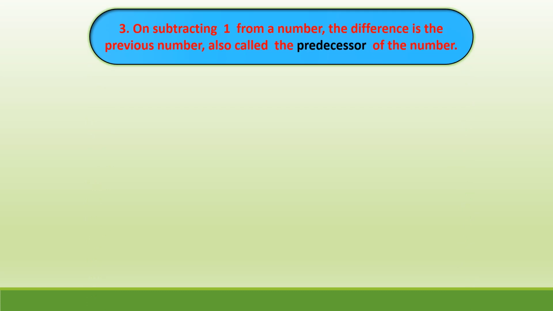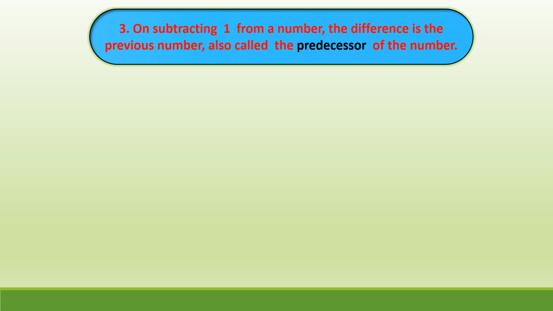Let's learn the third property. On subtracting 1 from a number, the difference is the previous number, also called the predecessor of the number. This is our third property. So when we take out 1 from the number, the difference what we obtain is the previous number, and the number what we get is called as the predecessor of the number.